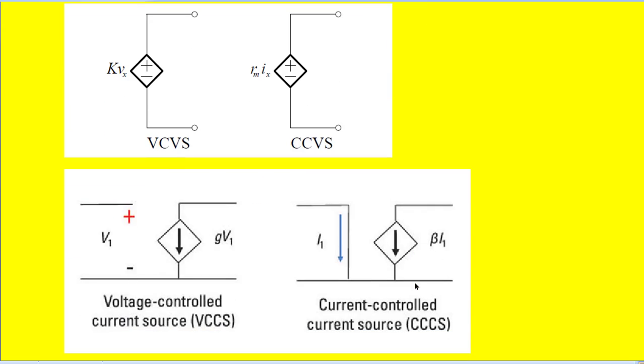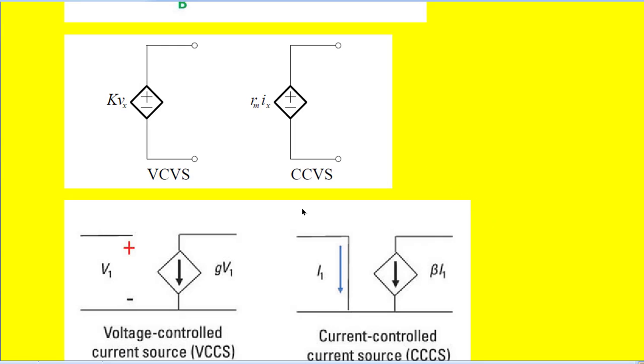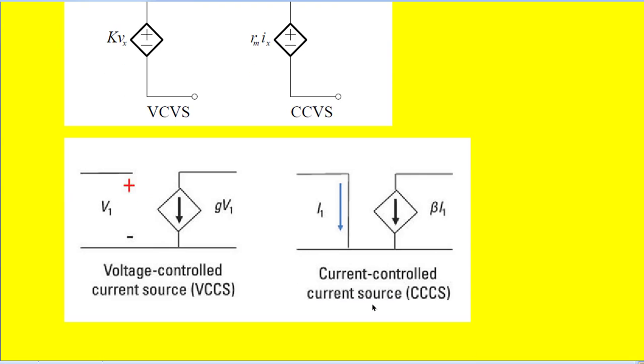Then coming to the current sources, that is, dependent current sources. Again here we find two types of current sources. One is voltage dependent, the other is current dependent. This is the voltage controlled current source. It is also represented with the diamond shape, and the current direction is shown like this. This indicates the symbol of the dependent current source.